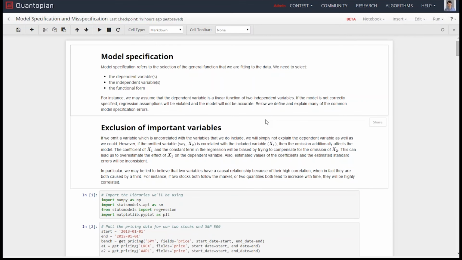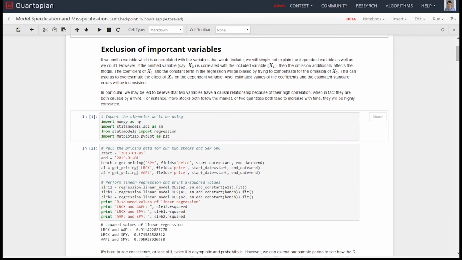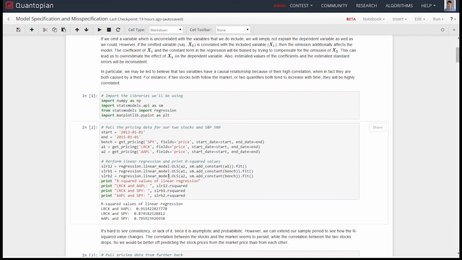They're not satisfied. So one that's similar to the multicollinearity that we were just talking about is the exclusion of important variables. Now, what does this mean? Well, let's say you're trying to model the price of Apple or the returns of Apple using LRCX, which is a semiconductor manufacturer. This might seem like a reasonable thing to do because they're in the same industry. You'd expect there to be a relationship between them. But as it turns out, if you look at the R-squared values of the relationships between these, LRCX and Apple are doing really well over this time period, 2013 to 2015.